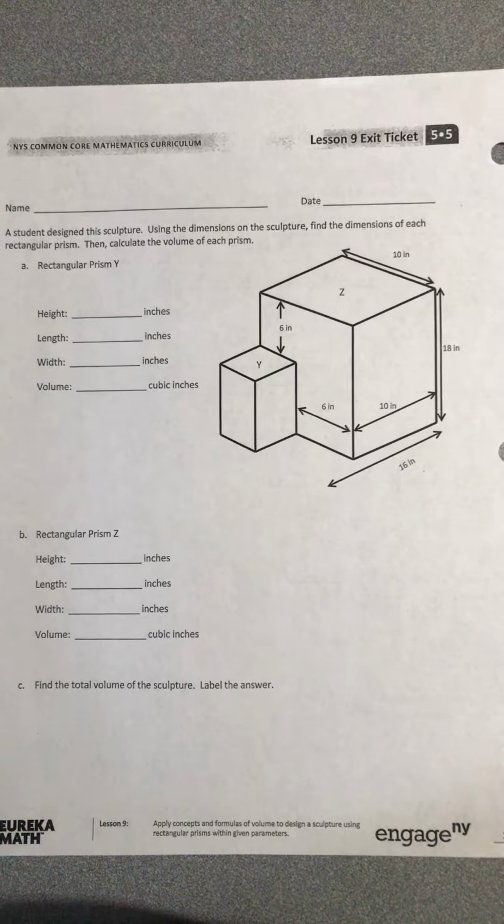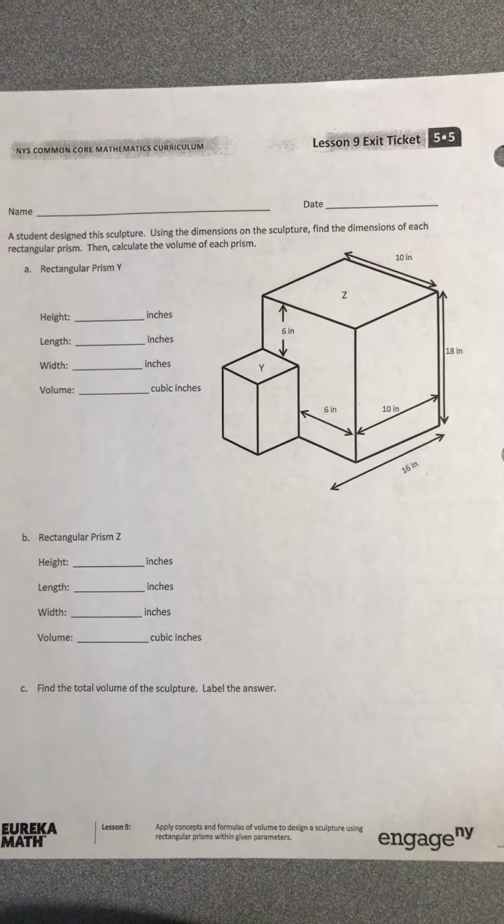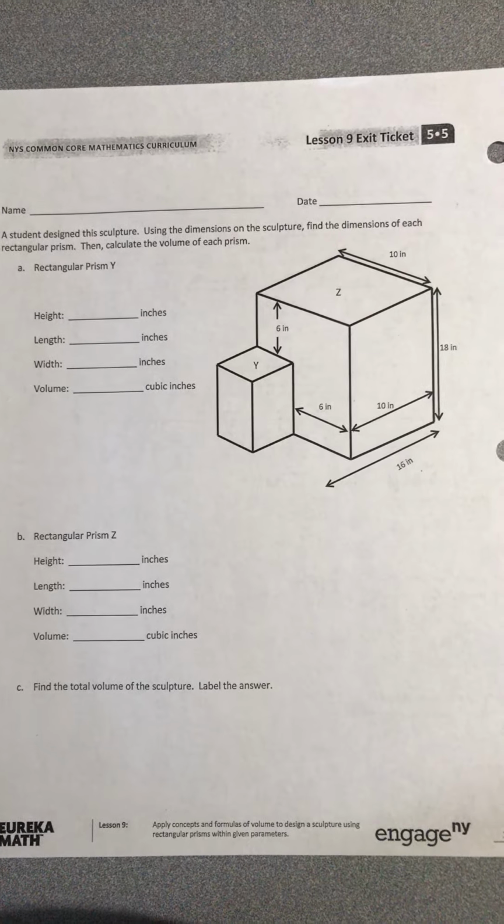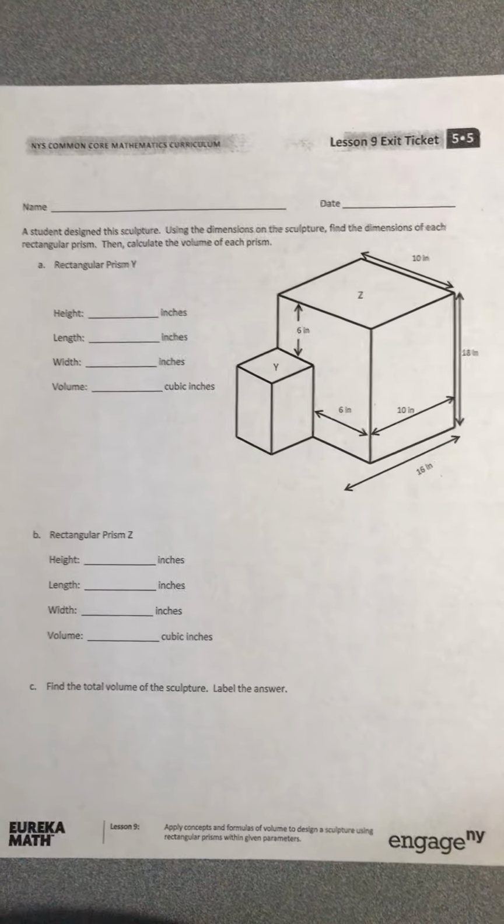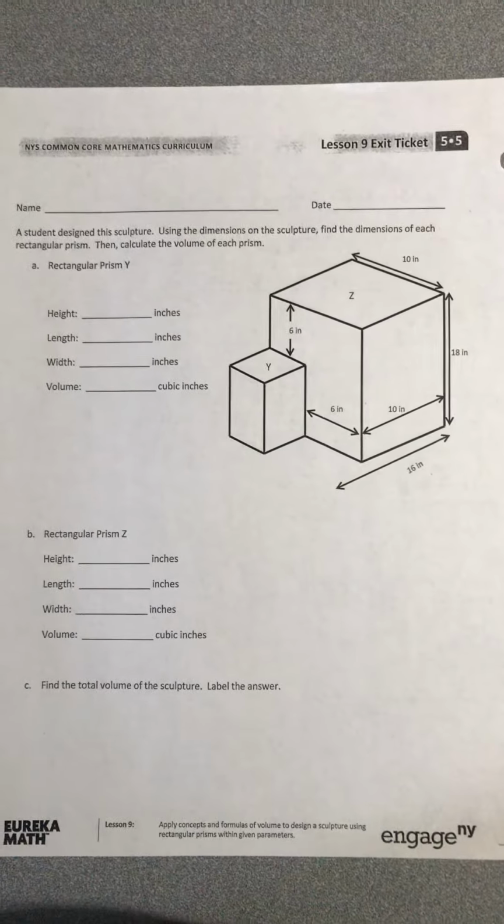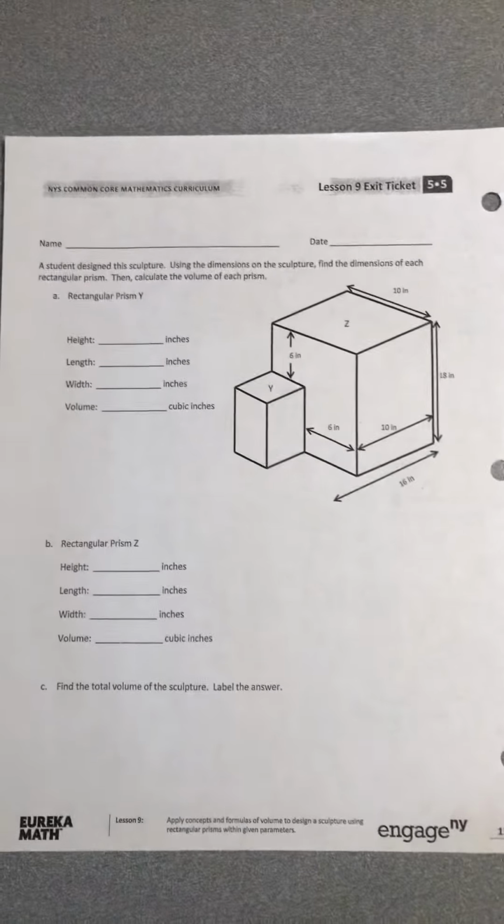It is the exact same objective, and that objective was: I can apply concepts and formulas of volume to design a sculpture using rectangular prisms within given parameters. What I'd like you to do today is an exit ticket, and then you're also going to do a homework sheet. I'll explain both in this video.